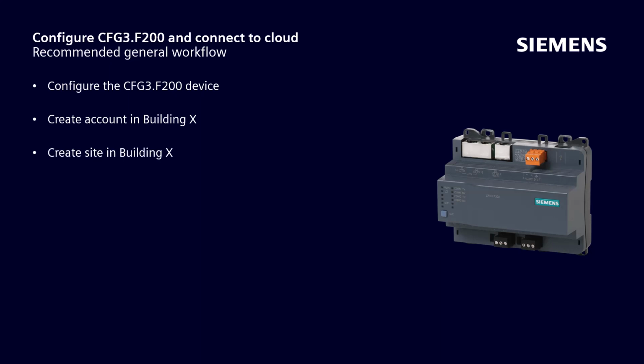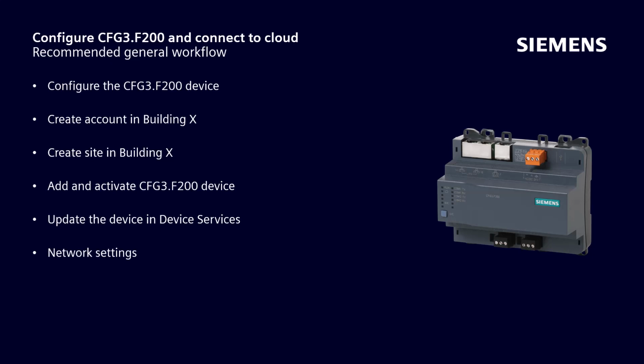It is required to create a site in Building X to be able to add a device. Now the device can be added and activated. In many cases it is required to update the firmware and application of the device before using it. With the network settings, the gateway connects to the designated system. After that, the gateway can be reached remotely, and a first login is possible. At this point, the unit must be restarted, and a new password is also defined with the next login.